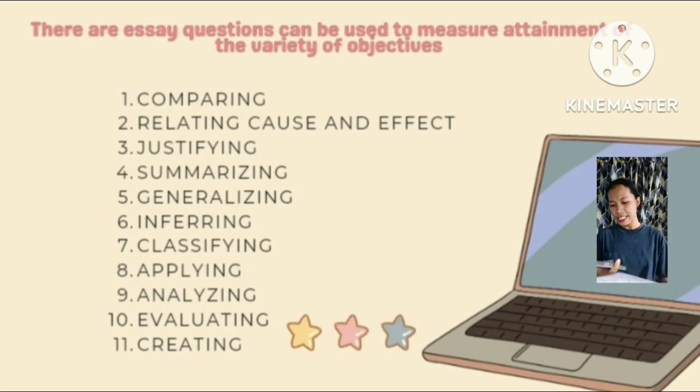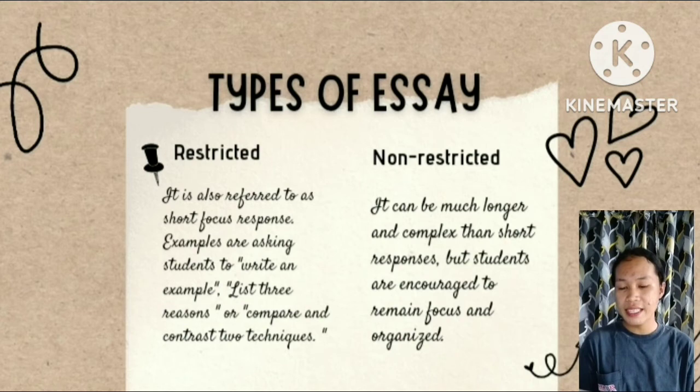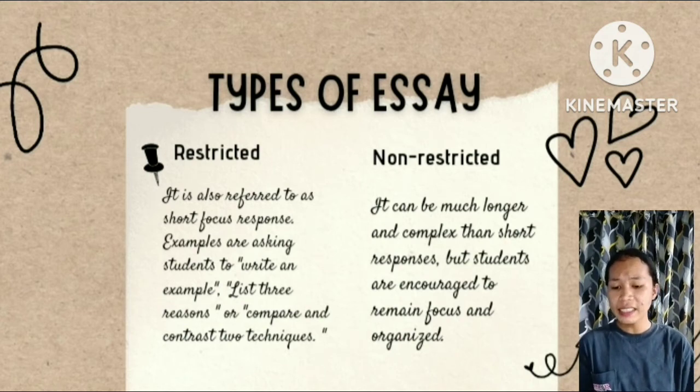An evaluation essay is a composition that offers a value judgment about a particular subject according to a set of criteria. The last one is creating essay. The essay writing process consists of 3 main strategies: preparation, deciding on your topic and doing your research, and creating an essay output. There are 2 types of essay, which are restricted essay and non-restricted essay.